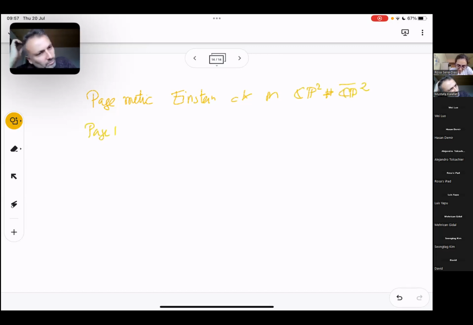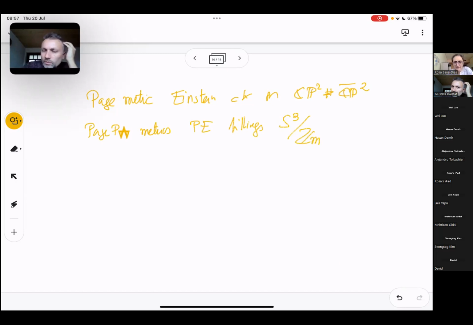And there's Page-Pope metrics, which are Poincaré Einstein. So they're non-compact, they're asymptotically hyperbolic, and they are fillings. Their boundary is S3 mod ZM. It's a lens space. They're different metrics, but Page was involved in constructing both. And they're both embedded in our construction. So can one of these Page-Pope metrics be rescaled to make the so-called Page metric, right?